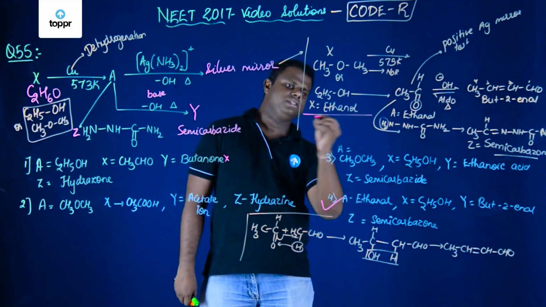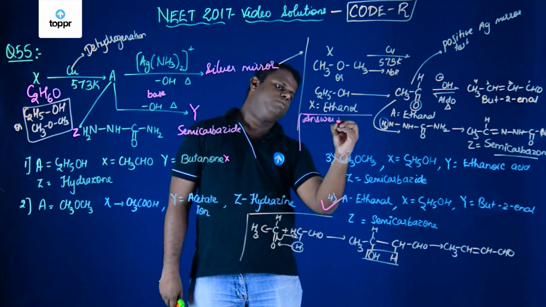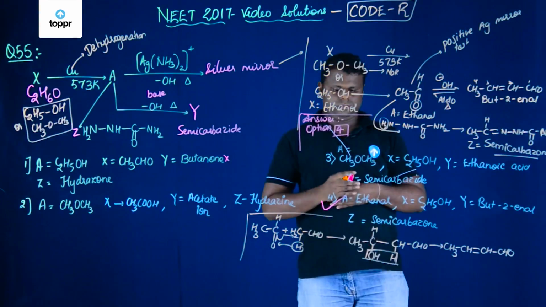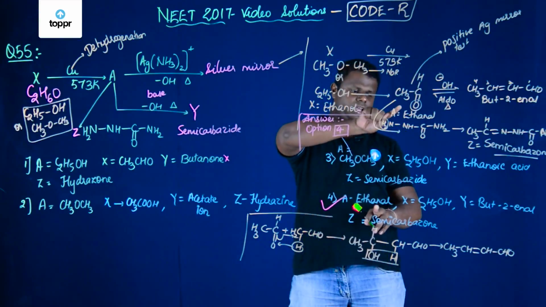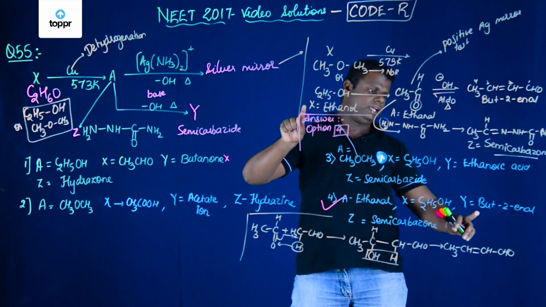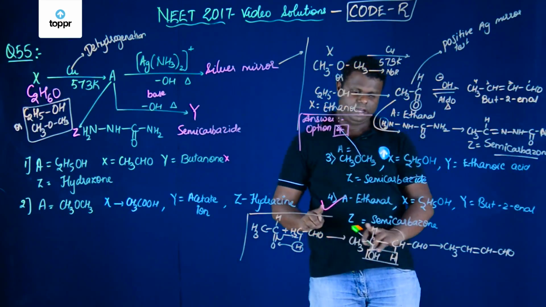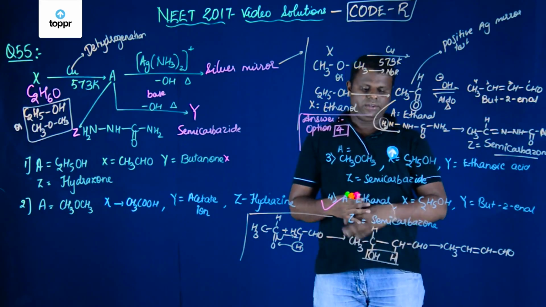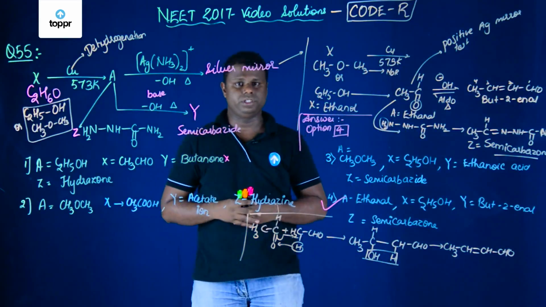So the correct answer for this particular question is option 4. So the correct answer is A is acetaldehyde, X is ethanol, and then Y is butenal, and then you have Z is semicarbazone, right? So the correct answer for this particular question is option number 4.